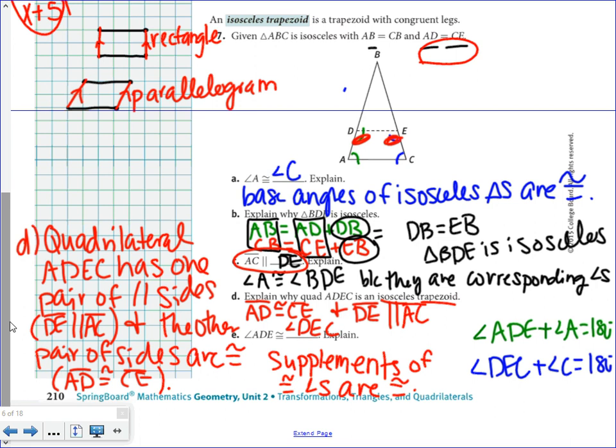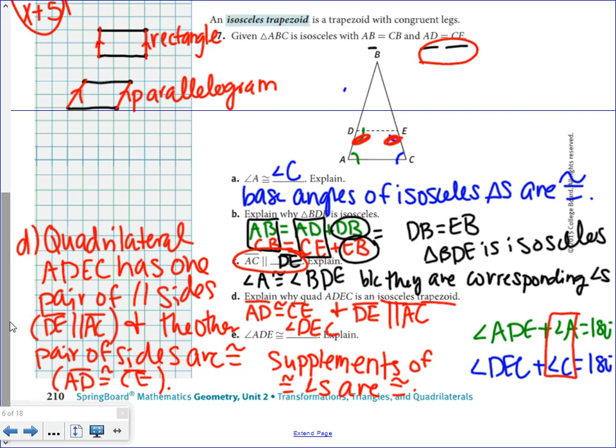So A and C are congruent to each other, and they're both supplementary to A and C. And so supplements of congruent angles have to be congruent. Which leads us to the next part, which says to complete the theorem. The base angles of an isosceles trapezoid are congruent.